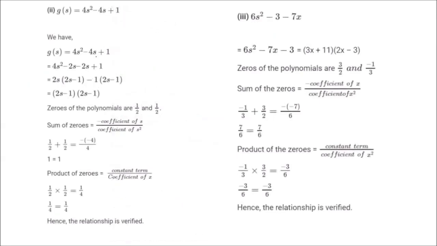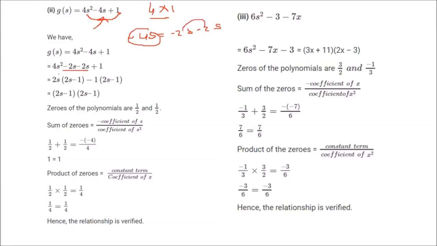So I'll take this 4s square minus 4s plus 8. You have to get minus 4s in such a way that the numbers you take multiply to 4. 4 into 1 is 4. So when you take 4s square, this minus 4s can be written as minus 2s minus 2s. Minus 2s minus 2s is minus 4s. So in place of minus 4s, you can put minus 2s minus 2s, because 2 into 2 is 4.